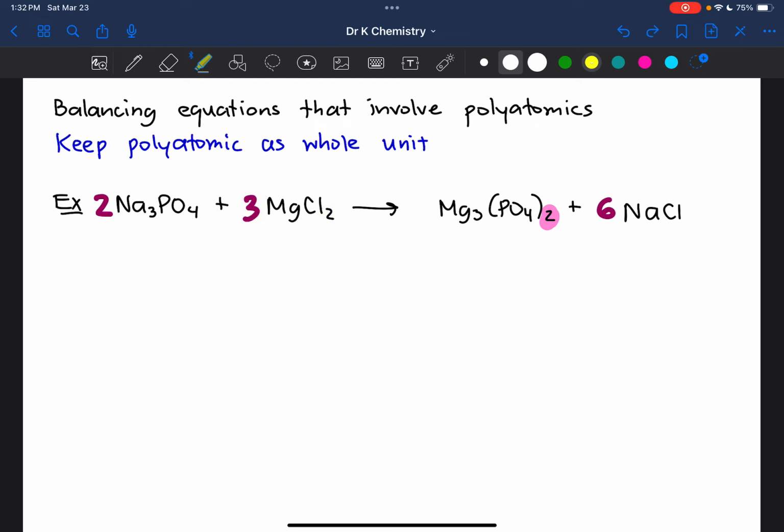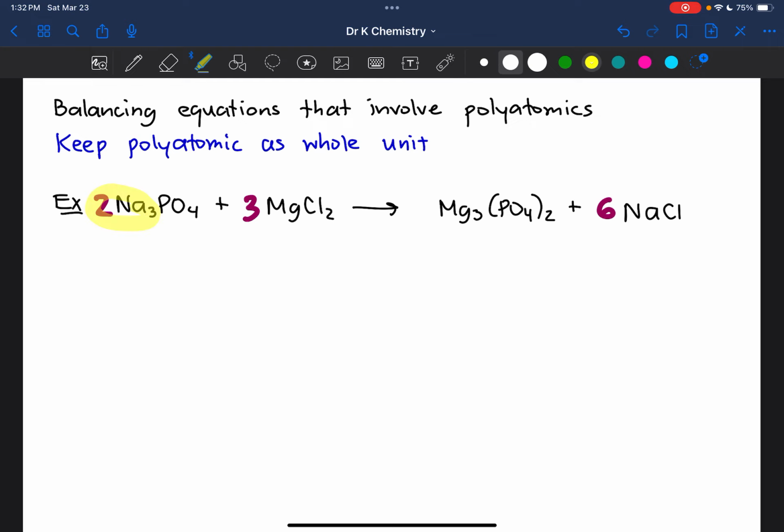And the only thing I have not looked at is magnesium. And magnesium, right now we have 3 of them on the left because we multiplied that by 3. And we have 3 of them on the right, so that actually solved that problem, and we are now finished. And I encourage you to always go back and check and make sure that this is all the way that it should be.